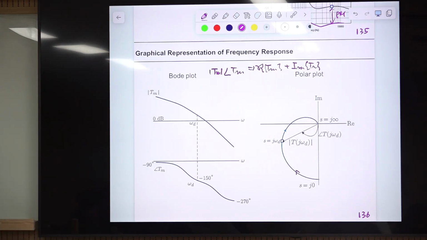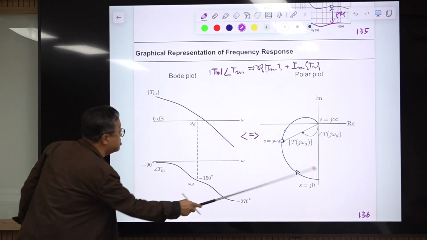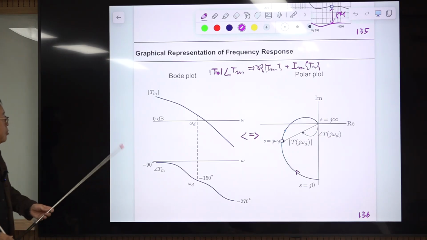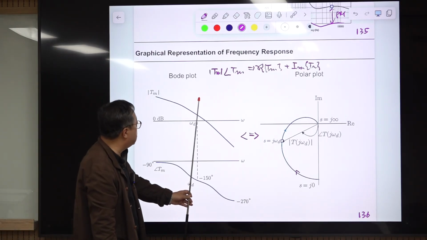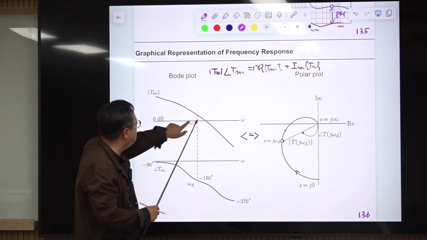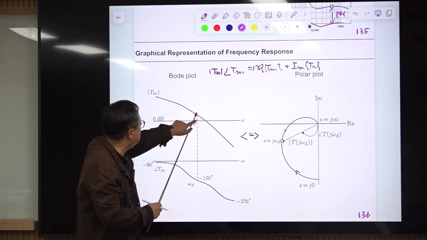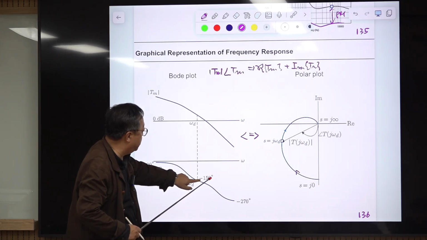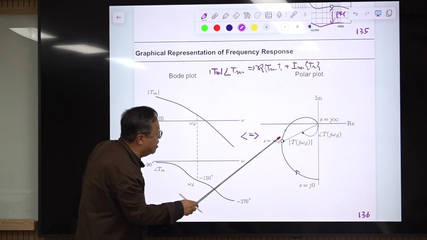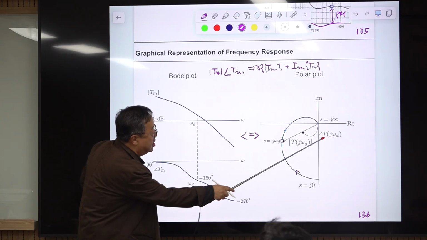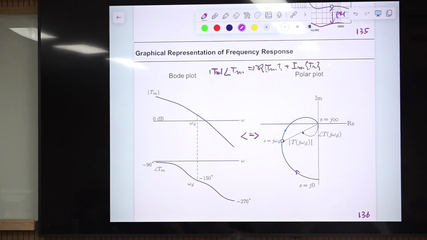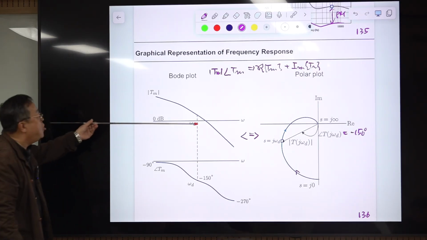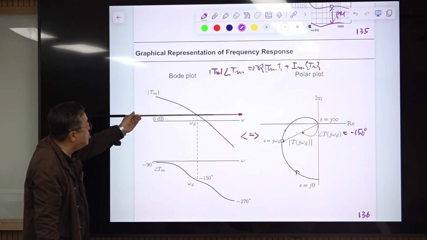So the same thing shown in a different format, okay. This part goes to there, this part goes to this, and this part goes to there, okay. Suppose this one is at one frequency, this at omega d frequency, the magnitude is larger than 1, and the phase is minus 150. So at that frequency the angle is minus 150 degrees, and the magnitude, we don't know the exact value, but it is larger than 1.